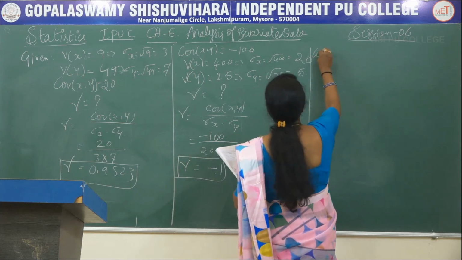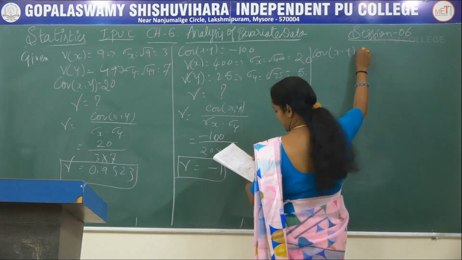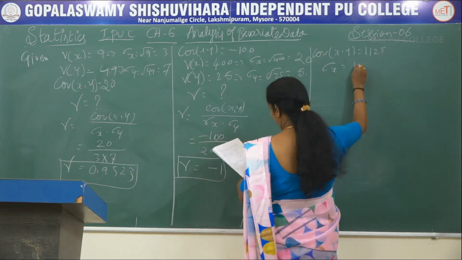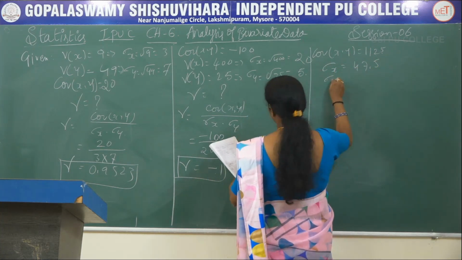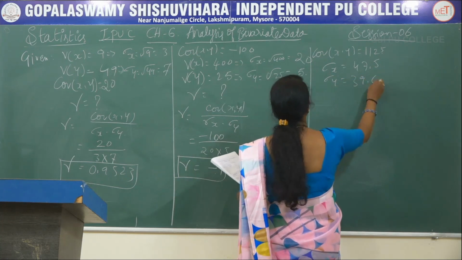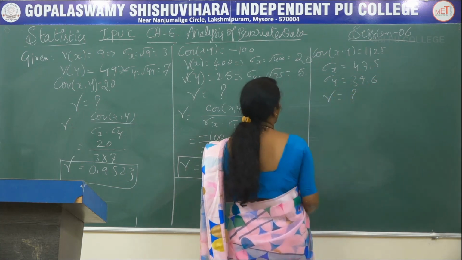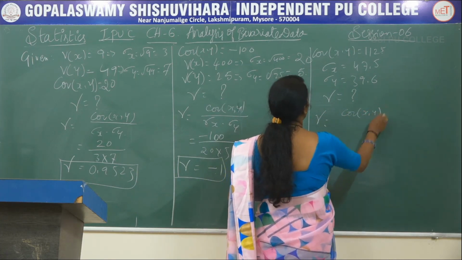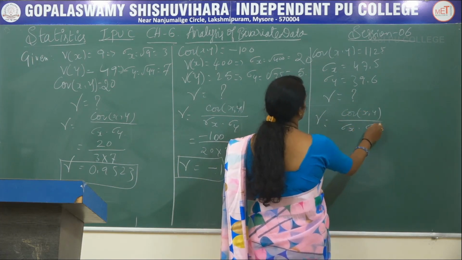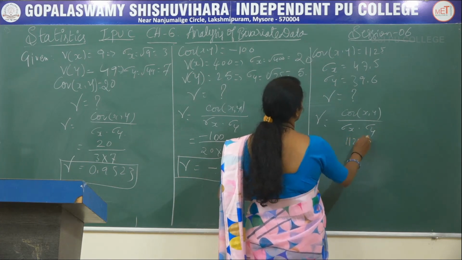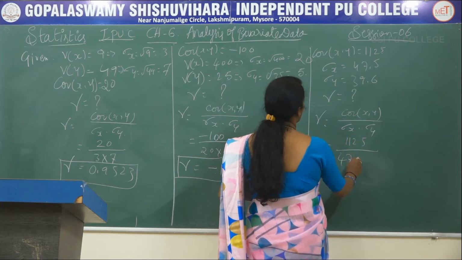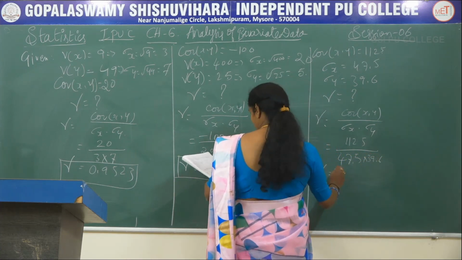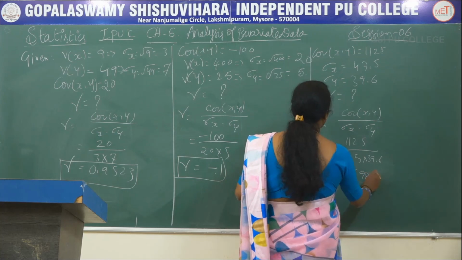Next one. Covariance of x comma y is equal to 1125. Sigma x is equal to 47.5. Sigma y is 39.6. Here we have to find the r value. So r is equal to covariance of x comma y divided by sigma x into sigma y. It is 1125 by 47.5 into 39.6. So your r value is 0.5980.